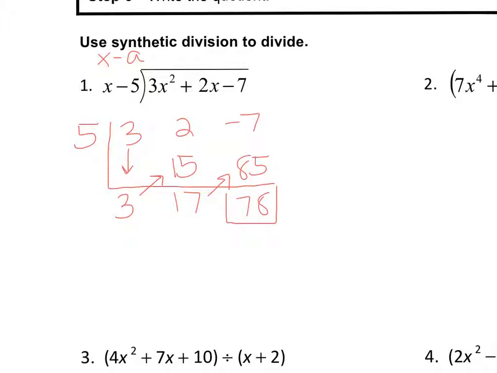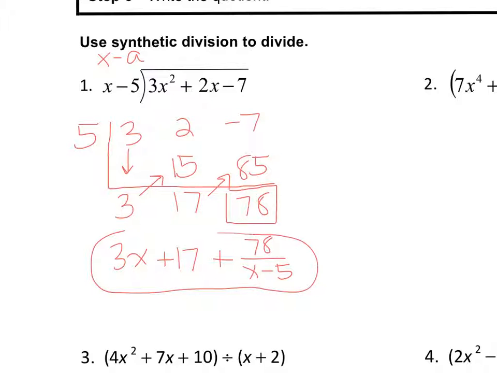So I want you to put a box around that last number always, because that is our remainder. So the first coefficient will be put back with a variable. And so when we do our division, it won't go with x squared, but it will go with x. So my answer is going to be 3x plus 17. And then my remainder, remember we write it as 78 over, and then I'm going to go back to the divisor, x minus 5. So 78 over x minus 5. So that is my answer. And if I would have done long division, I would get the exact same answer.